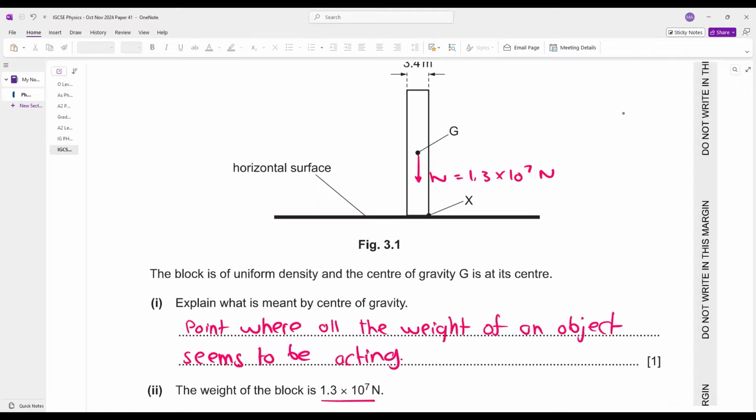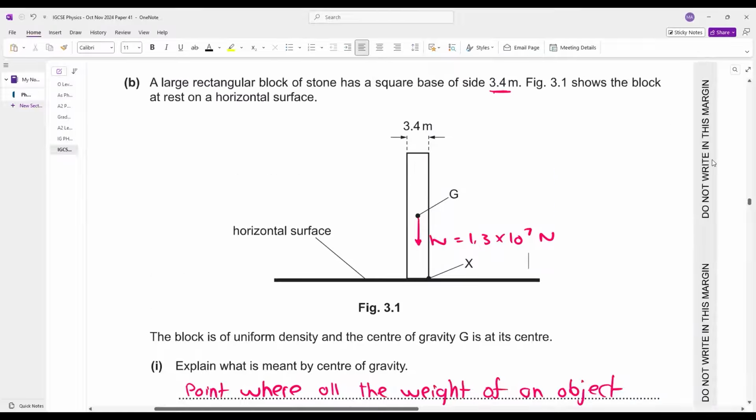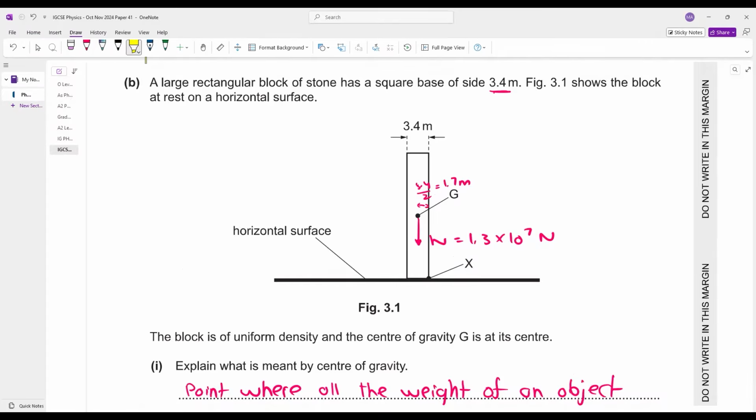You have to calculate the moment about point x. बेटा the total distance is 3.4 meters. What will be this छोटा सा distance? 3.4 divided by 2, that is 1.7 meters. Highlighted, the distance from the pivot to the force is 1.7 meters.